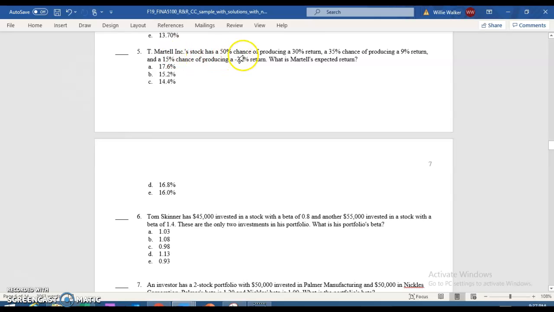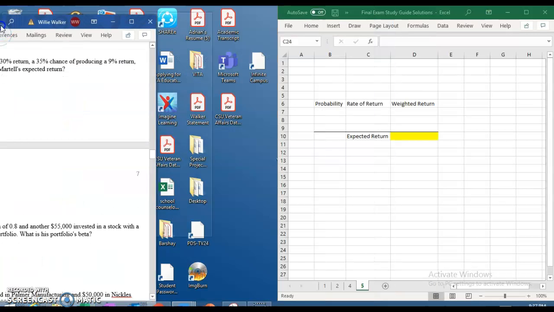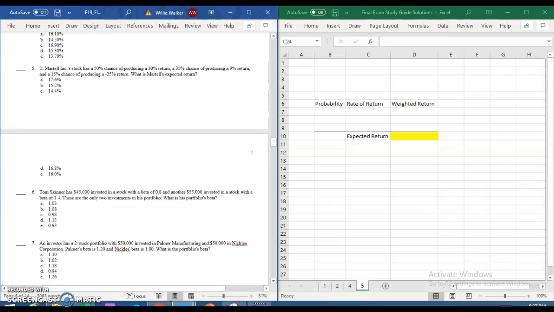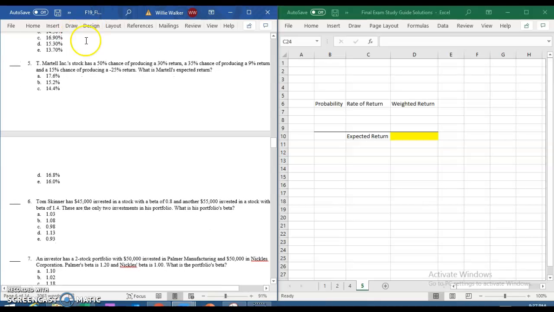stock has a 50% chance of producing a 30% return, a 35% chance of producing a 9% return, and a 15% chance of producing a negative 25% return. All right, so I need to get the weighted average kind of like of each probability and corresponding return. So I'm just going to input my probabilities.